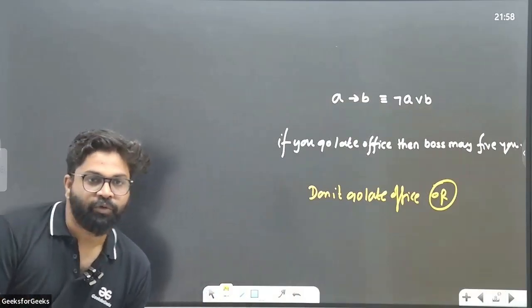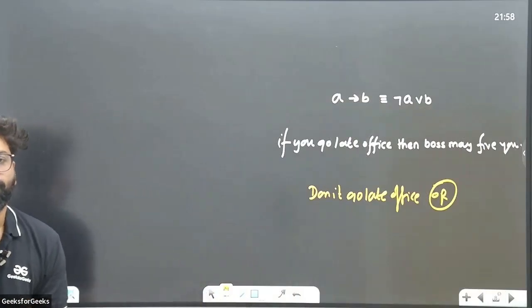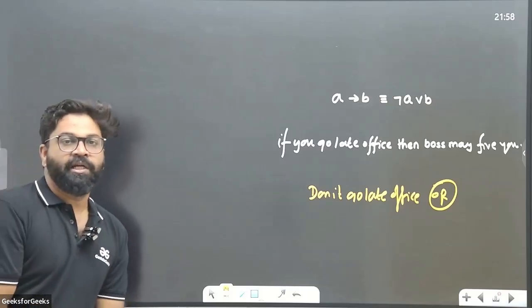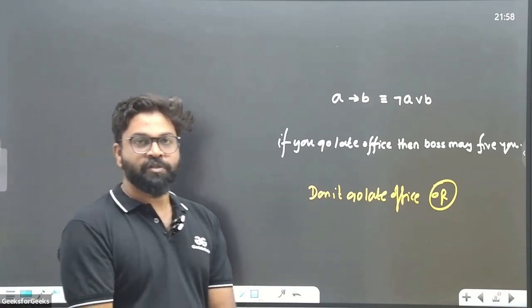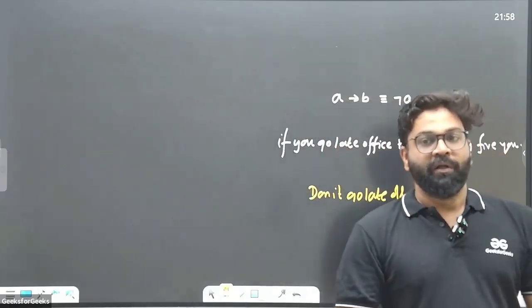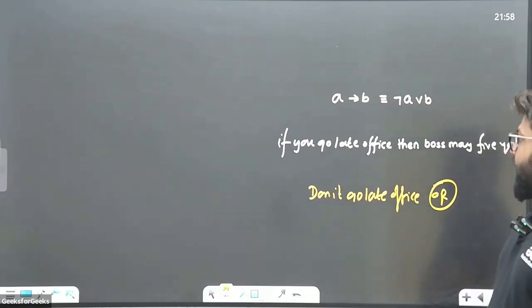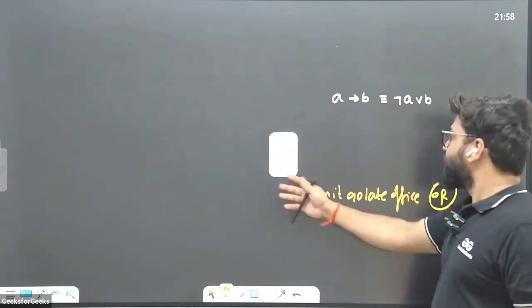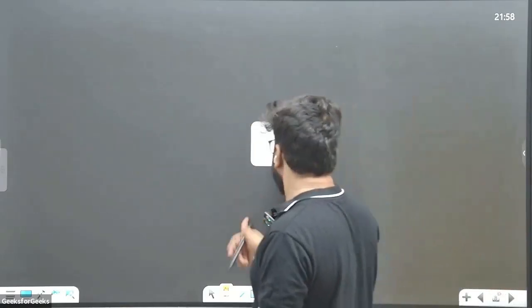For example, at your home also, my mom used to say that if you wake up late in the morning, then I will not give you breakfast. Another way of saying it: don't wake up late in the morning or I will not give breakfast. So I gave you the explanation with respect to the truth table and with respect to normal behavior. So this expression is very, very important. Do not try to forget it.